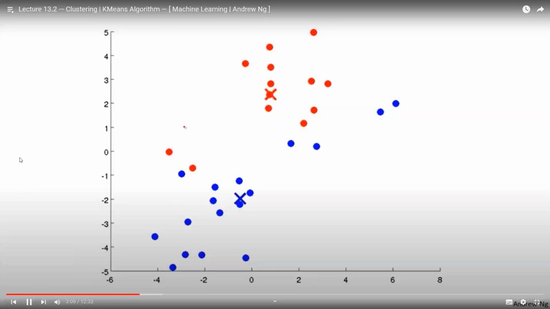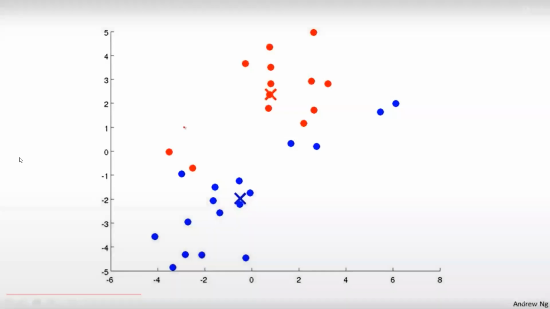Let's do that again. Let me do one more cluster assignment step. So color each point red or blue based on what it's closer to, and then do another move centroid step.